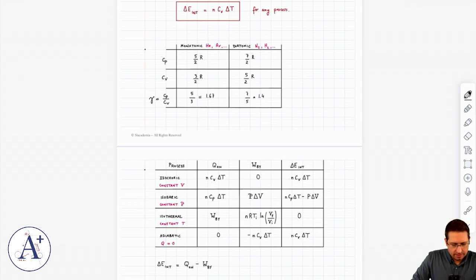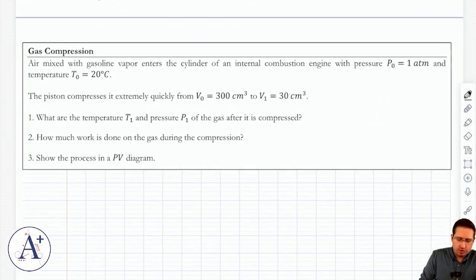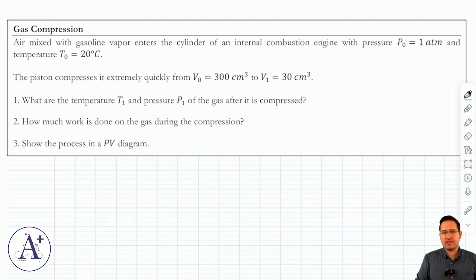Okay, so let's go do some problems. I'm going to do two types of problems. The first one is not that common. It shows up now and then, but more likely than not, you're going to get the second type of problem I'm going to do, which is a cycle.